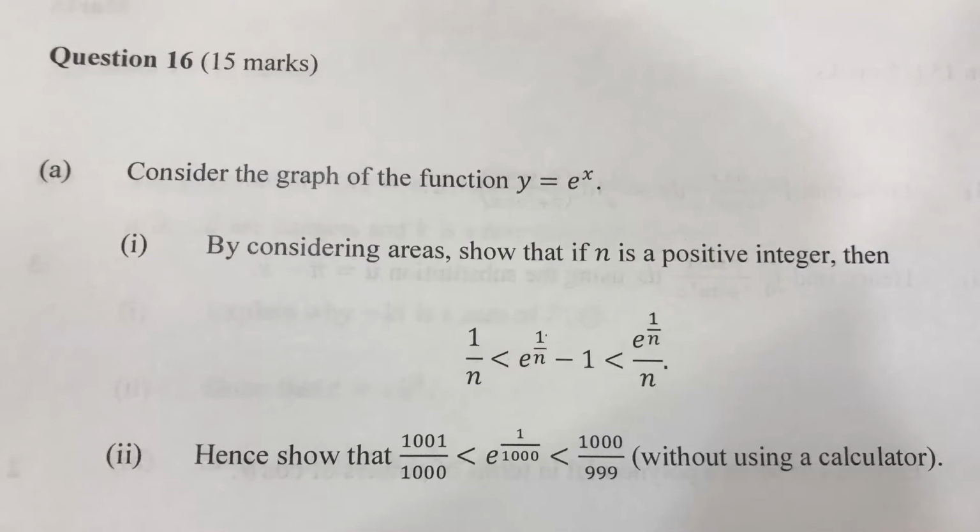For this question, a student has sent me through question 16 part A, which asks us to consider the graph of the function y equals e to the x, and then by considering areas show that if n is a positive integer, then 1 on n is less than e to the 1 on n minus 1, which is less than e to the 1 on n on n. And then using that, show that 1001 on 1000 is less than e to the 1 on 1000, which is less than 1000 on 999, and we can't use the calculator.